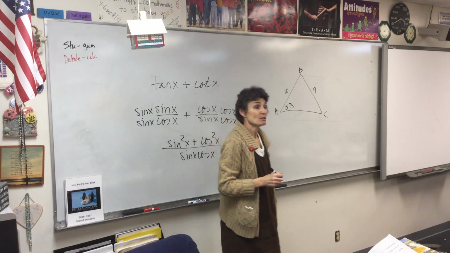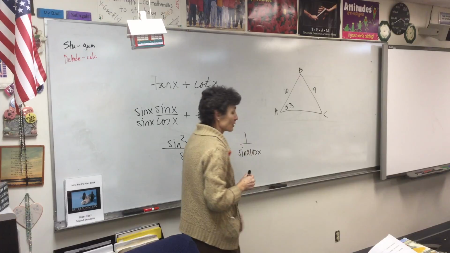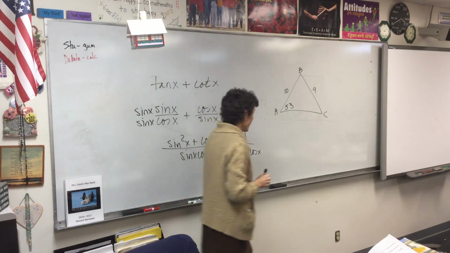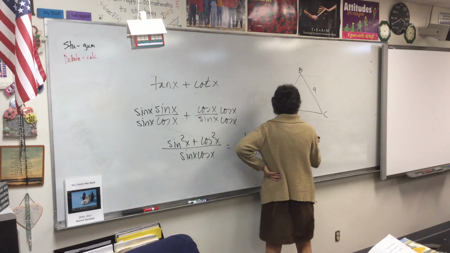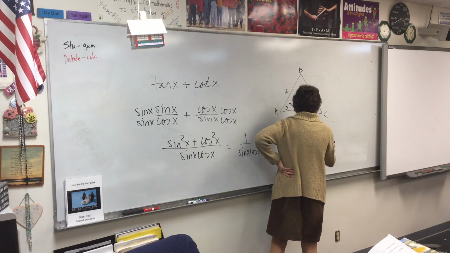Alright, so it says how many triangles are possible. So how do we start? Law of sines. Sine of 53 over the side equals sine of C over the other side.